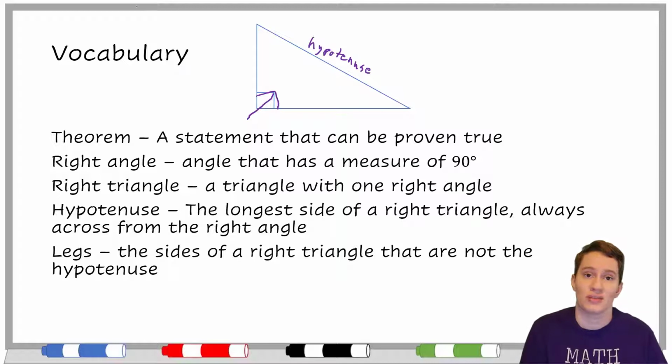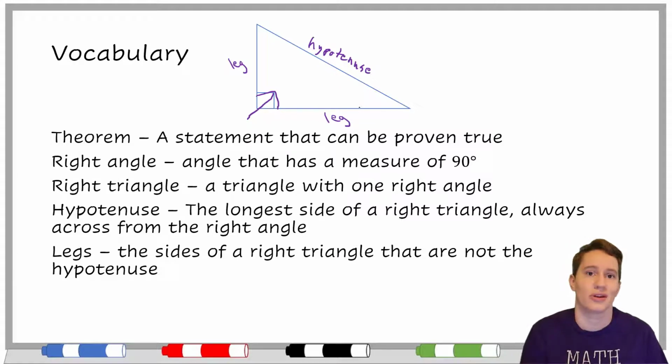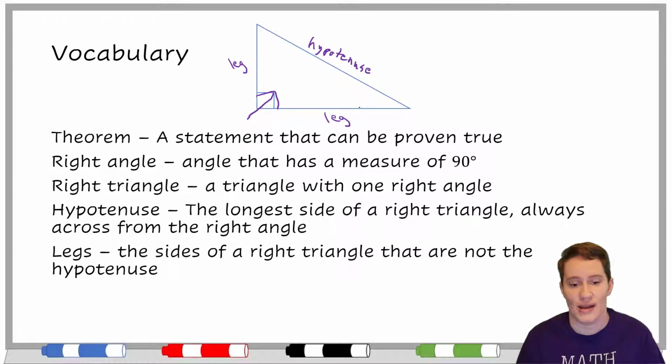Our other two sides don't have a special name individually. They are both called legs. We might call one of them shorter or longer, but they are the legs of our triangle. So basically you have a hypotenuse and you have two legs. And that's the vocab that we need for the most part.